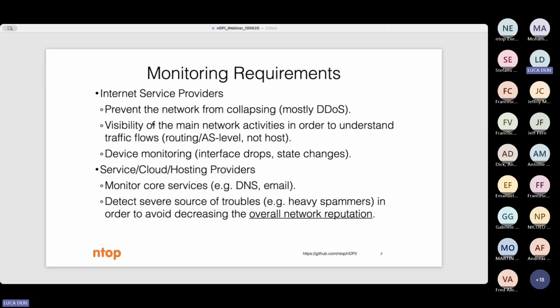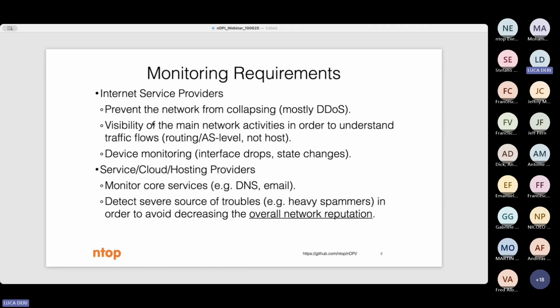What are the problems that we want to solve? First of all, we need to monitor traffic. We need to interpret traffic that's passing in our network. And depending on who you are, the type of analysis you can do on the traffic is different. For instance, for internet service providers, you have the problem of DDoS. That is problem number one, to make sure that your infrastructure does not collapse. And you need to understand how the traffic is moving inside your network.